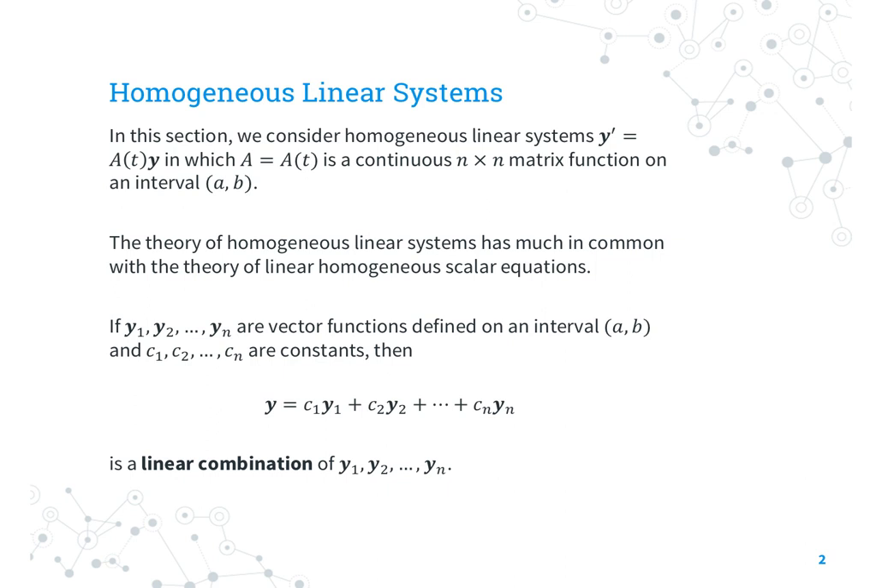So if y1, y2, all the way down to yn are vector functions defined on the interval (a, b), and c1, c2 through cn are constants, then y = c1y1 + c2y2 + all the way out to cnyn is a linear combination of y1, y2 all the way out to yn.